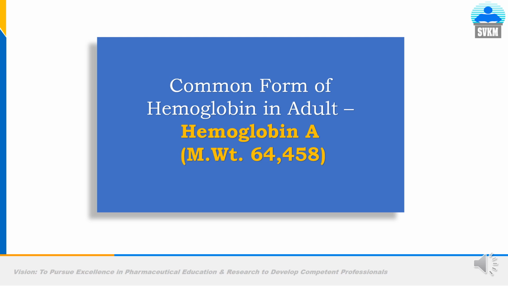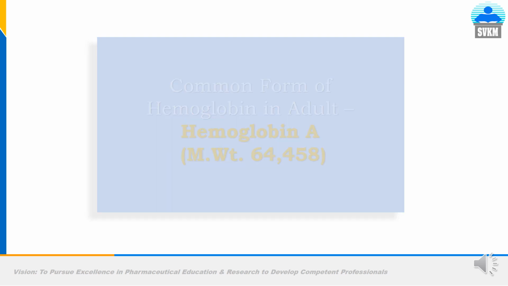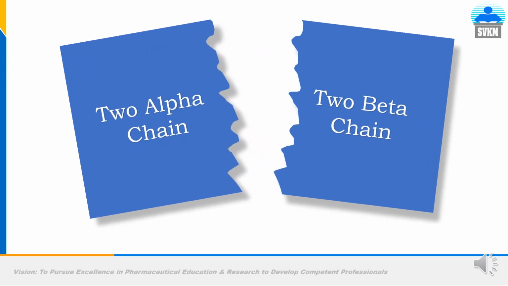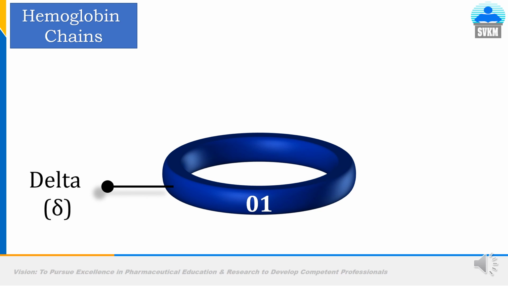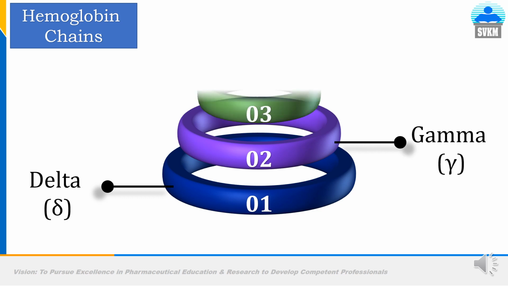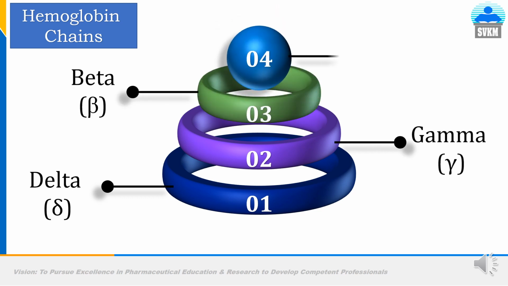The common form of hemoglobin observed in adults is hemoglobin A, which has a molecular weight of 64,458. This hemoglobin molecule is a combination of 2 alpha chains and 2 beta chains. The hemoglobin chains: different types of hemoglobin chains are present, one is delta, second is gamma, third is beta, and fourth is alpha. Alpha, beta, gamma and delta are the four different types of chains observed in hemoglobin.